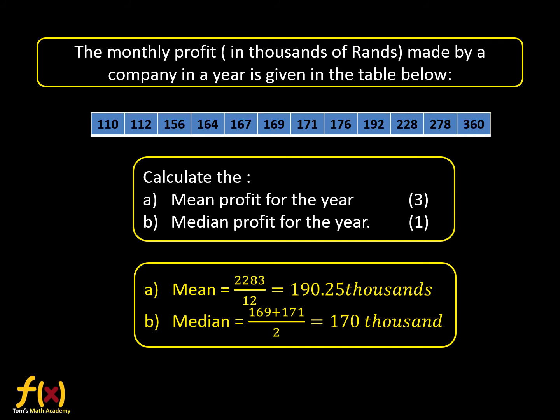Question B, median profit. Median. Just 1 mark. Go to the numbers or the data, check whether they are arranged in ascending order. So we find the middle numbers. Here we have 2 numbers in the middle. So 169 plus 171 divided by 2 gives us 170,000 rand.